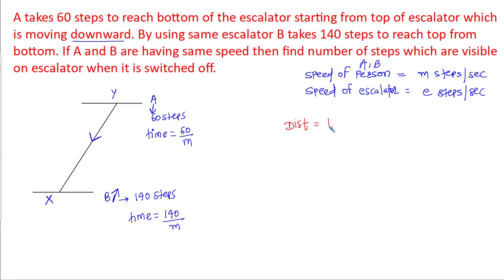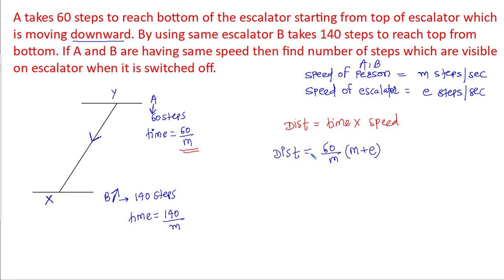Okay everyone, now we know that the formula to find distance is equal to what? Distance is equal to time into speed. So now the total distance traveled by A is how much? A traveled for 60 divided by m time. And for this 60 divided by m seconds, the effective speed of A was how much? The effective speed of A was m plus e. So this much is the distance traveled by A.